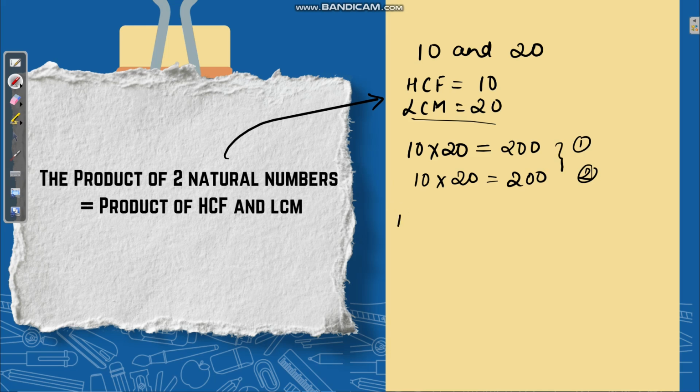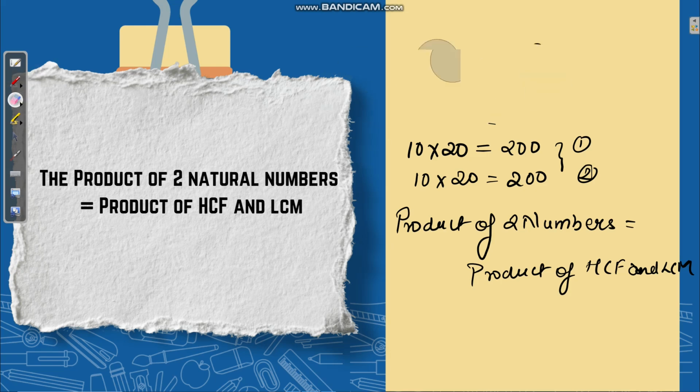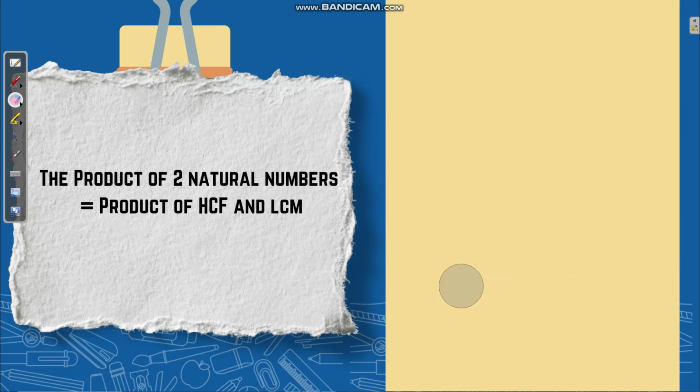That's why the formula says the product of two natural numbers will always be equal to the product of HCF and LCM. We will see how to use this formula to find HCF or LCM when two numbers are given. When the numbers and the HCF are given, we can find the LCM. So let's use this formula to find either the HCF, LCM, or the two numbers.